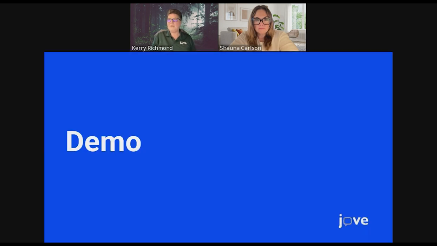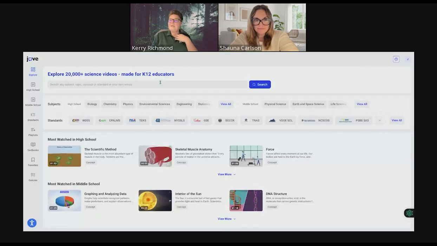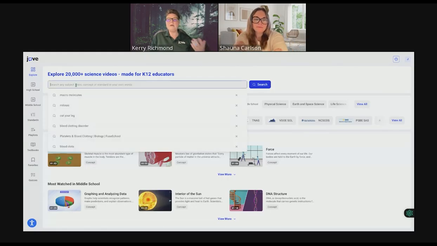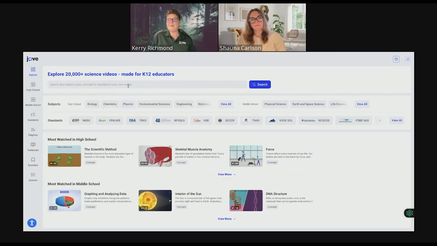Now, I'm just going to show you really quick what our website looks like, just the homepage. So you can see here, this is, like I said, the landing page. You've got your toolbar here over to the left, and you can decide where you want to go from here. So if you have a particular subject, topic, concept, standard, anything here, this is AI assisted as well. So you can ask it a question even, and it will find those videos for you.